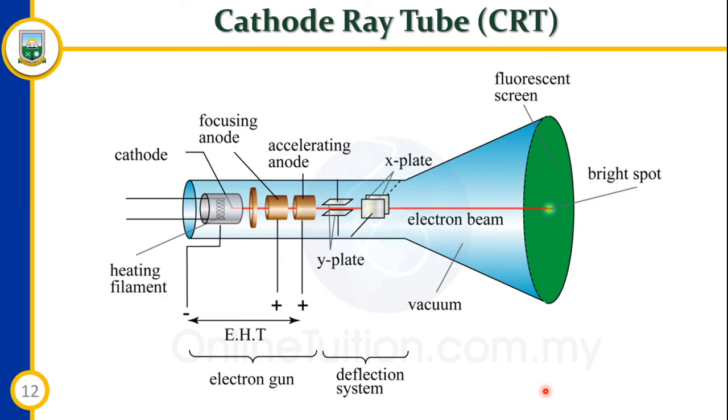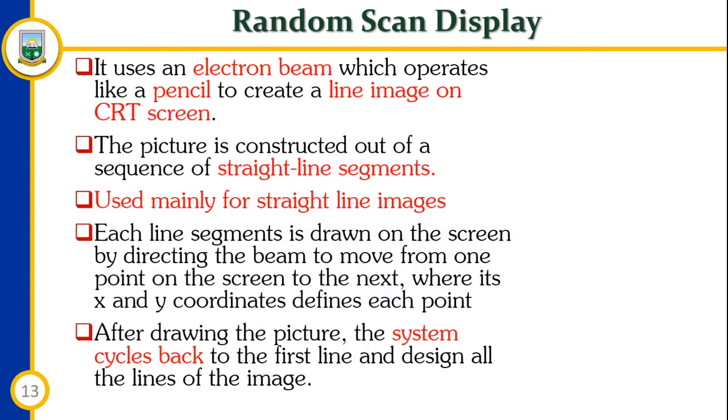Now we've talked about the cathode ray tube as the first type of display available when you talk about the computer graphics system, in terms of the output. Now let's talk about the second one, which is the random scan display. The random scan display uses an electron beam which operates like a pencil to create a line image on the CRT. So the picture is constructed out of a sequence of straight line segments.